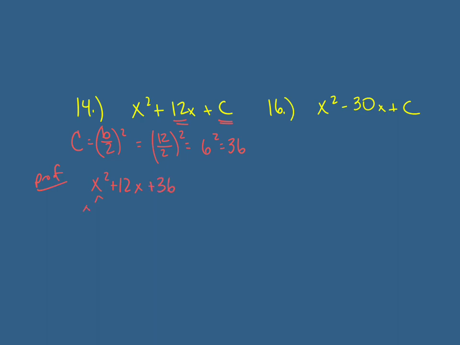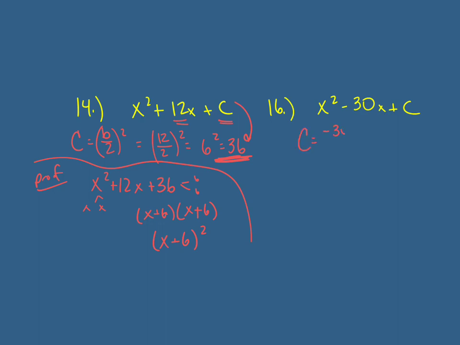I'm going to see if it factors out. x and x. 6 and 6. The squares up to 12. So this is x plus 6, x plus 6. So it does factor into x plus 6 squared. So that's the proof. This is your answer. That's your C.